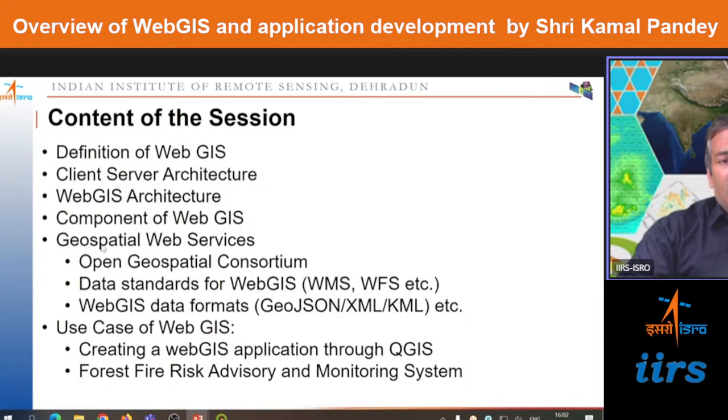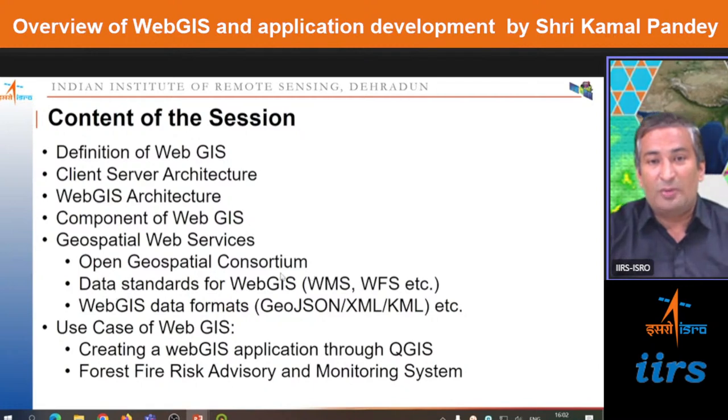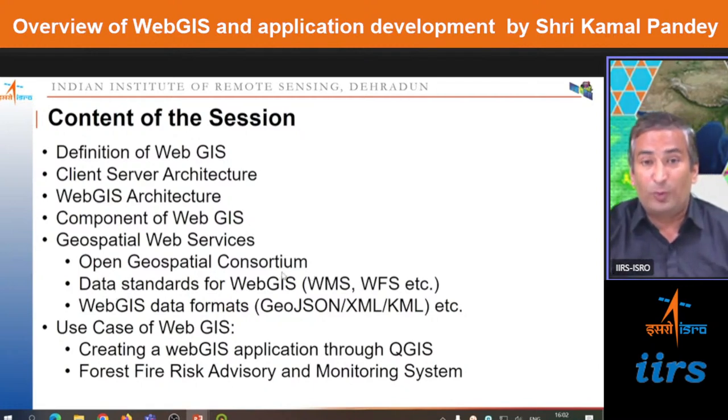And then, as I told you in my previous lecture also, there is a concept of web services. We are not utilizing the data directly. We are making use of the GIS data in the form of web services. Now there is one international consortium by the name OGC which is developing these web services. And similarly, what are those standards which are being developed for WebGIS, like WMS, WFS, WCS, WPS, and what are the formats of data exchange in the web environment? It can be GeoJSON format, XML, or the KML format.